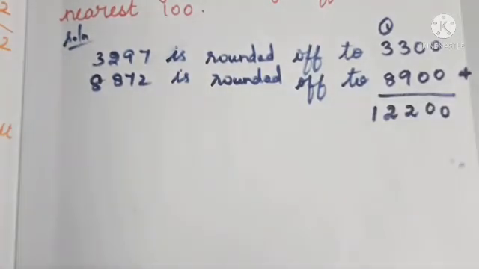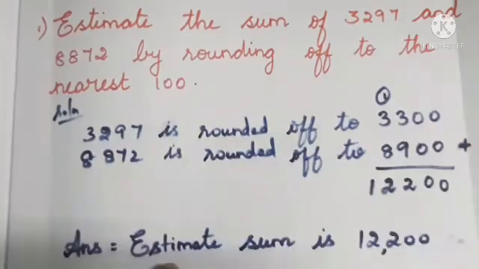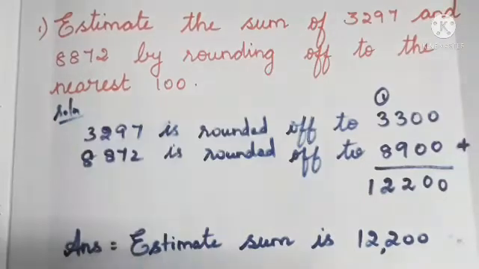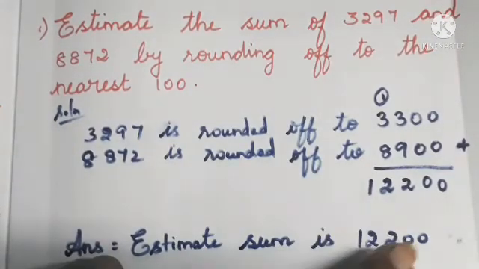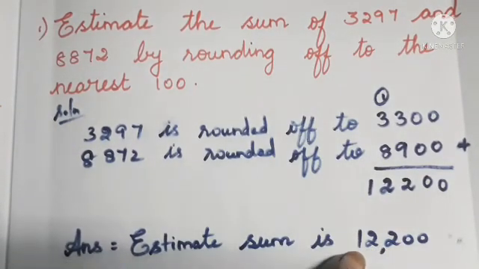Okay, so what's our answer, ma? So the estimated sum is what? 12,200. Okay, we can write the answer. They asked to estimate the sum, no? So the estimated sum is 12,200. Okay, so place the comma at the particular place.